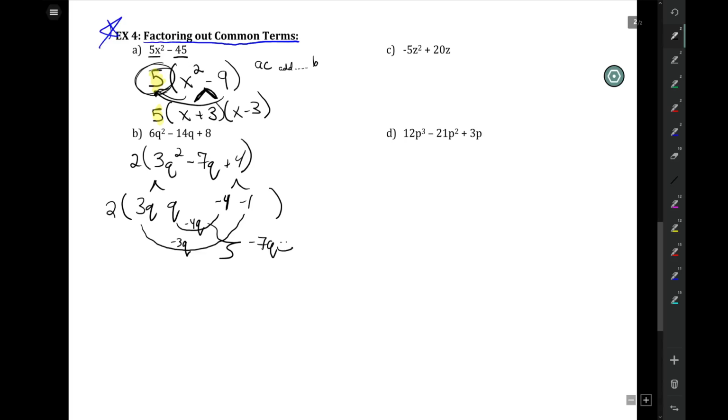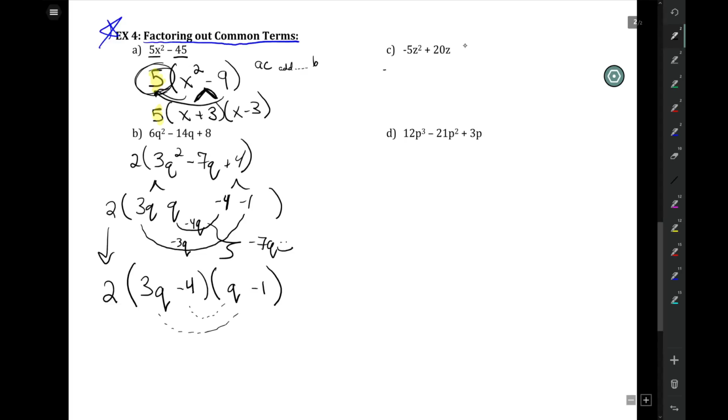Don't forget about the 2 out front. Leaving us with 3q, which needs to go to negative 9, and with negative 4, which needs to go to q. Again, we will be practicing these if I'm going too fast.